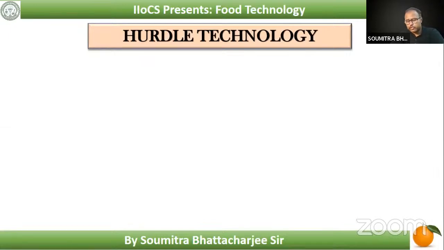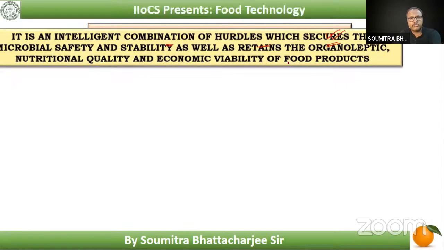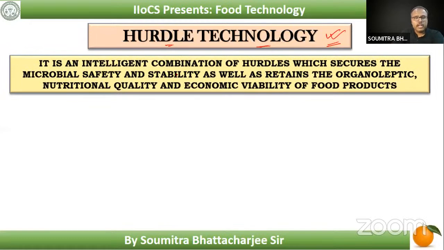So in order to prevent all these kinds of factors, for lots of food items, special processes have been developed, and all those special processes we call hurdle technology. What is this hurdle technology? In hurdle technology, what happens? It is actually an intelligent combination. That means all the hurdles or resistances that secure the microbial safety and stability, we combine all of them together.